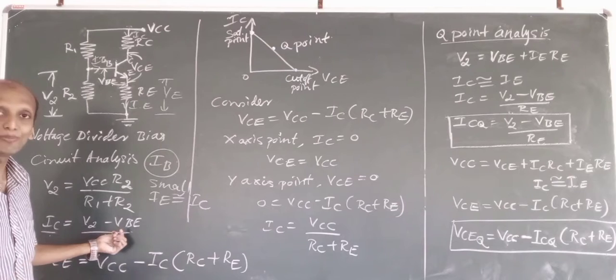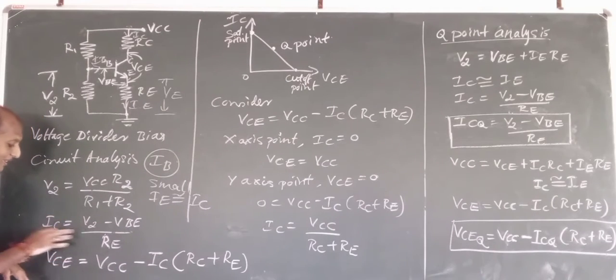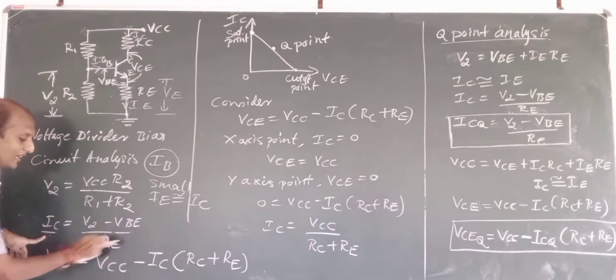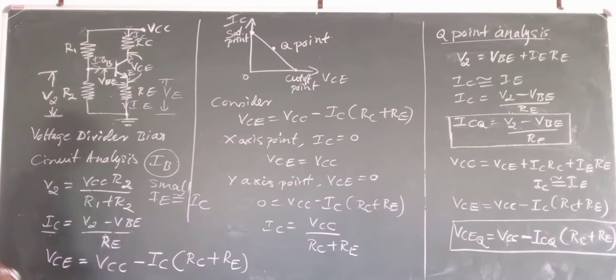different value for your VBE voltage. Okay, so after all this, I can directly find out IC. IC will be equal to what? V2 minus VBE divided by RE. Okay, fine. So RE value obviously will be known by the circuit resistance, isn't it? So I can find IC, the collector current, which will be the output current.